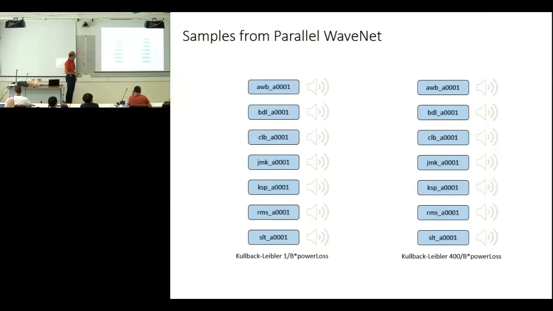So if we compare these two terms, the Kullback-Leibler is very important to give you something that you understand, and the power loss is very important to give you something that is very close to human, because otherwise you hear this noisy background.